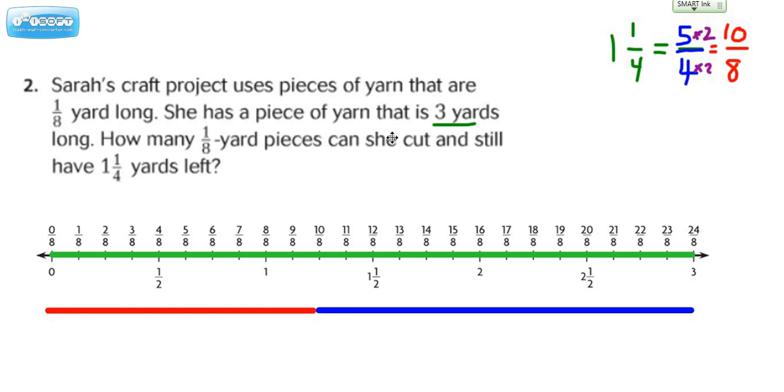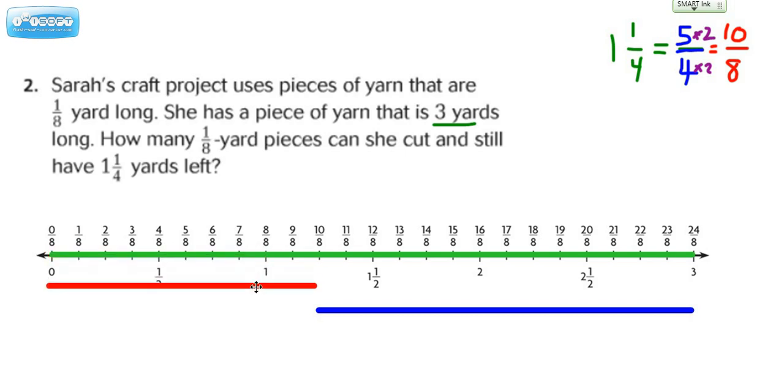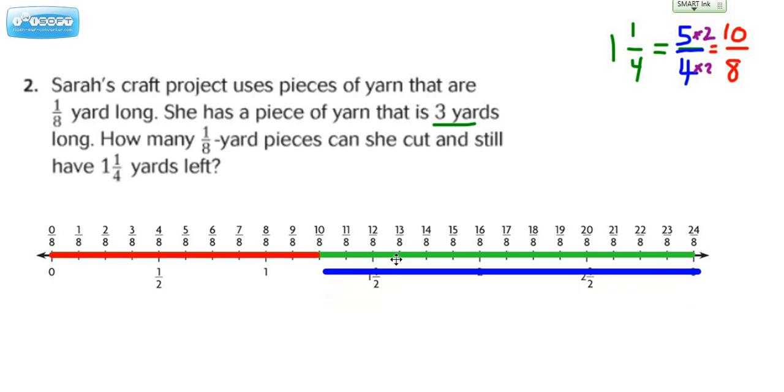Let's look at this piece. How many 1/8 yard pieces can she cut and still have 1 1/4 yards left? Now let's rethink this as eighths. 1 1/4, if we turn it into an improper fraction, would be equal to 5/4. And if we rethink that as eighths, that's equal to 10/8. I have it represented here with the red line. Now what we have to ask ourselves, if this is what has to be left, then this blue piece has to be what we're using.